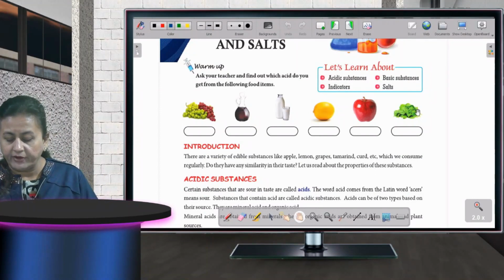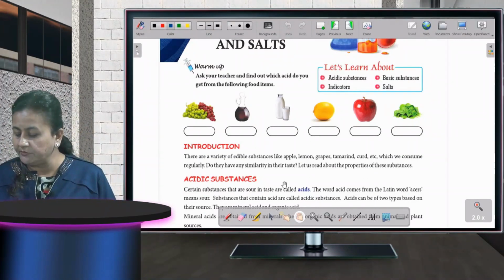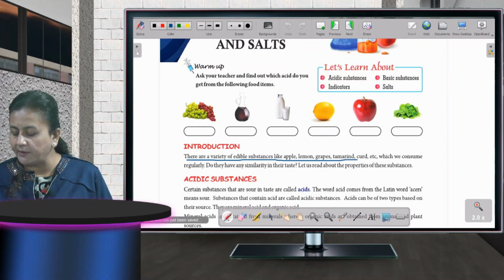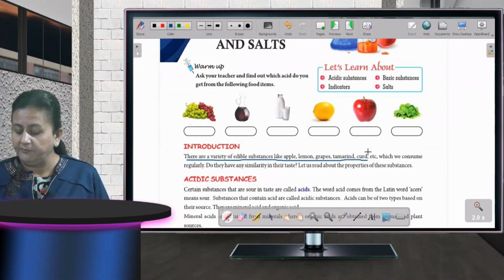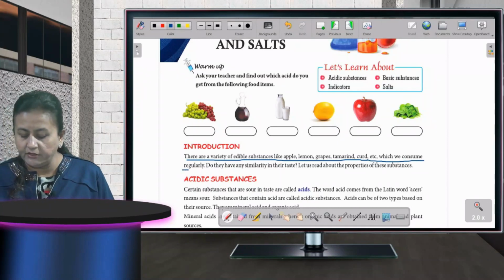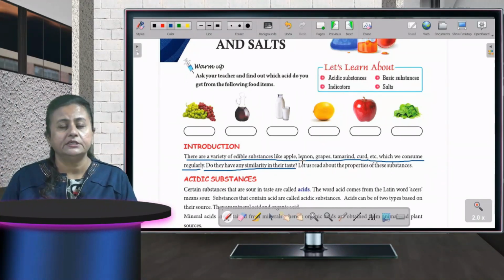There are a variety of edible substances like apple, lemon, grapes, tamarind, curd, etc. Tamarind is imli. Curd is dahi, etc., which we consume regularly. Do they have similarity in their taste? No. Why? Everything tastes different.